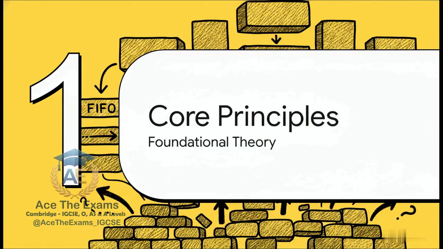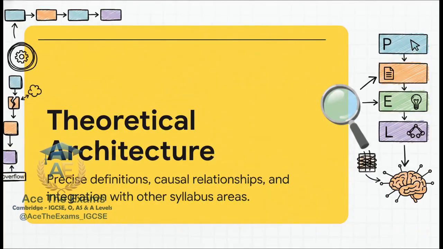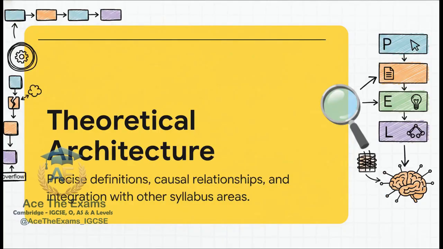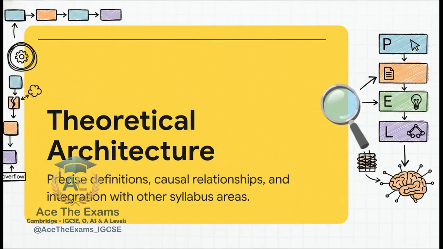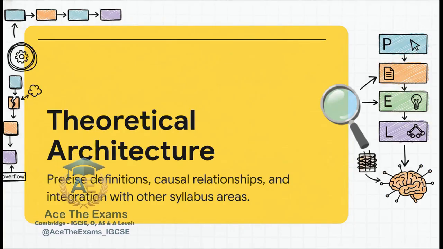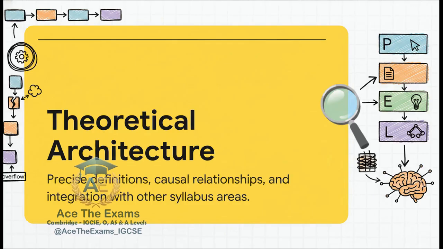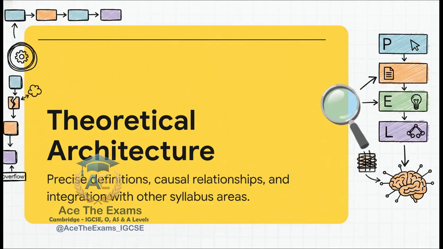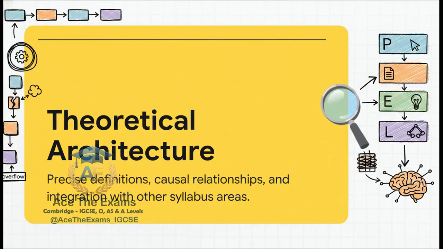Okay, layer number 1, section 1, core theoretical principles. Listen, understanding queues isn't just about rote memorization. It's about building a robust theoretical architecture in your mind. You absolutely need precise definitions. You need to know exactly what a front pointer and a rear pointer do and how they behave dynamically. You need to grasp causal relationships, understanding that, hey, incrementing a rear pointer without a boundary check doesn't just look bad, it causes a catastrophic buffer overflow in a real system.